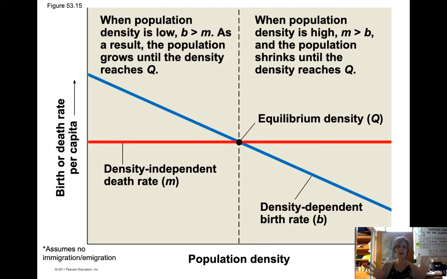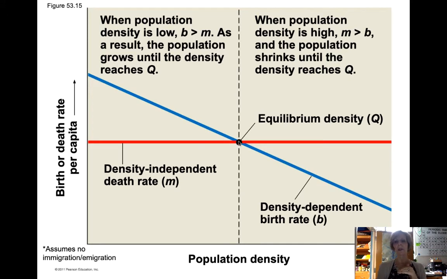So if I was going to look at a population and I wasn't going to look at any immigration or emigration, right? So no organisms are coming into my population and no organisms are leaving, because that's another way that we can increase or decrease our N. We have this thing called an equilibrium density, and that's kind of Q. You can think of that as Q.